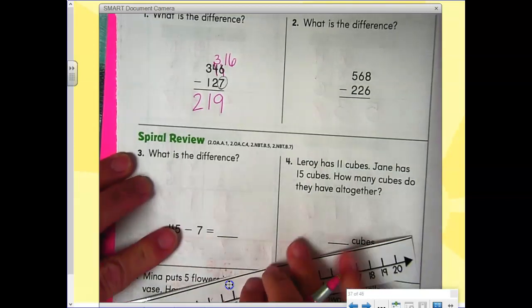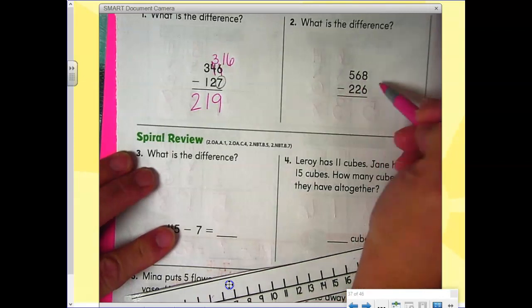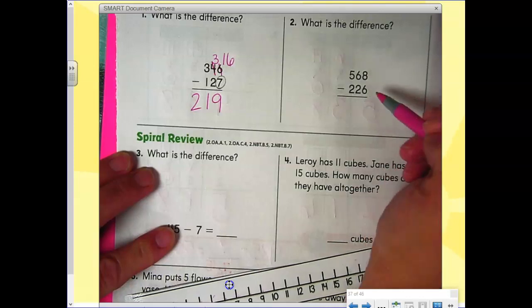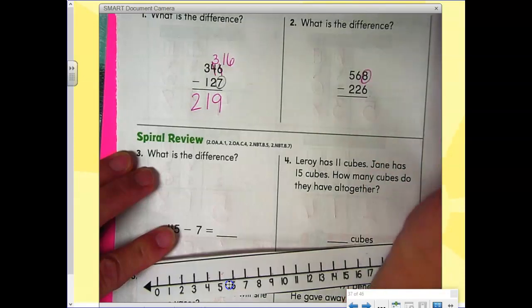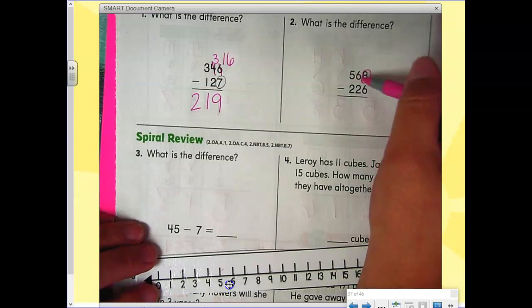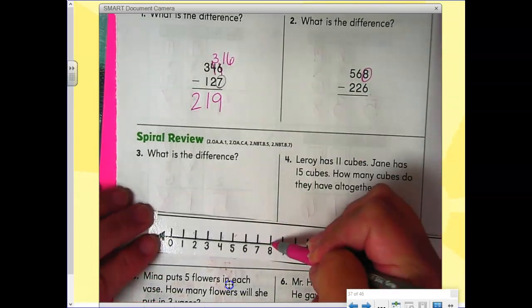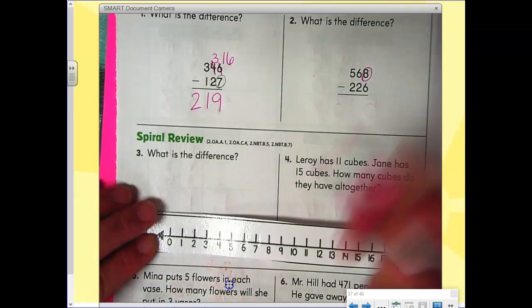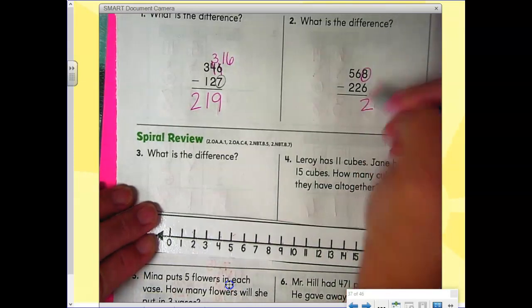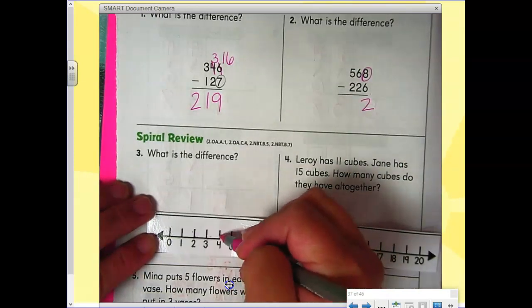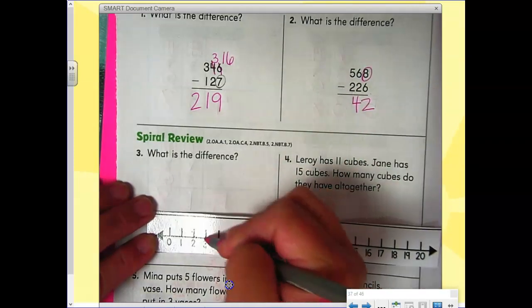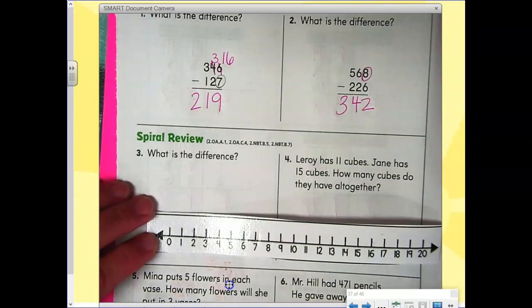Number 2, what is the difference? 568 minus 226. Start on the right. 8 minus 6. Can we subtract? Yes, we can. Why? Our big number's on top. If your big number's on top, no need to stop. 8 minus 6. 1, 2, 3, 4, 5, 6. Our answer is 2. 6 minus 2 is 4. 5 minus 2, 3. 342.